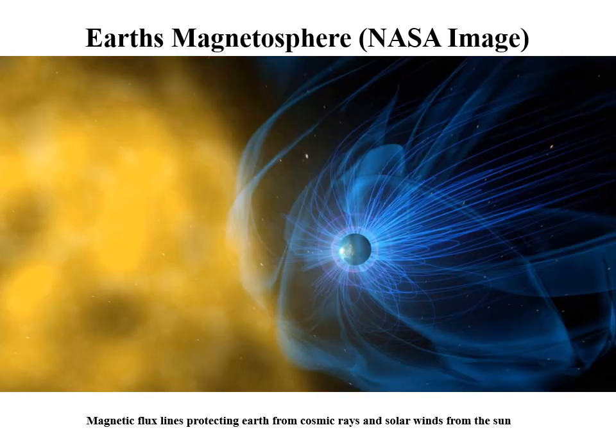Okay, so here's a picture from NASA of the magnetic flux lines protecting the Earth from cosmic rays and solar winds from the sun. So we're being protected by these field lines of the magnetosphere, and these are the cosmic rays coming here, but they go around us, although some do get in.